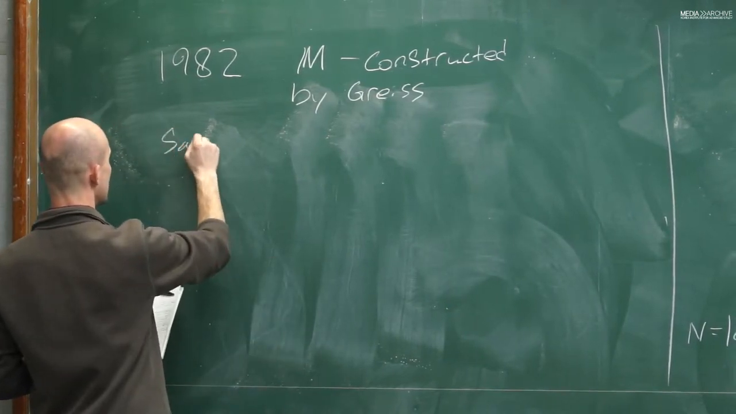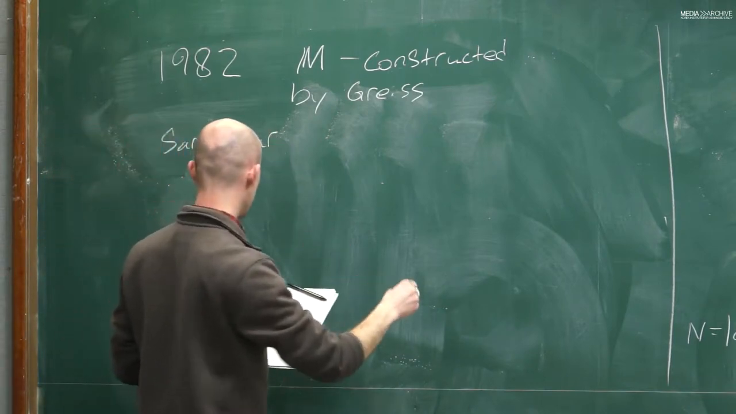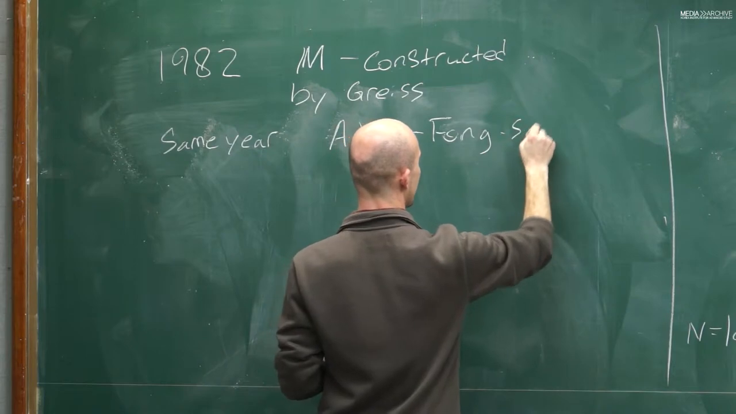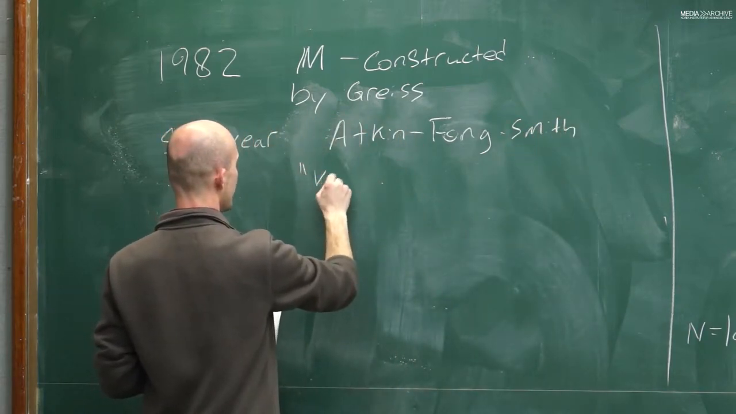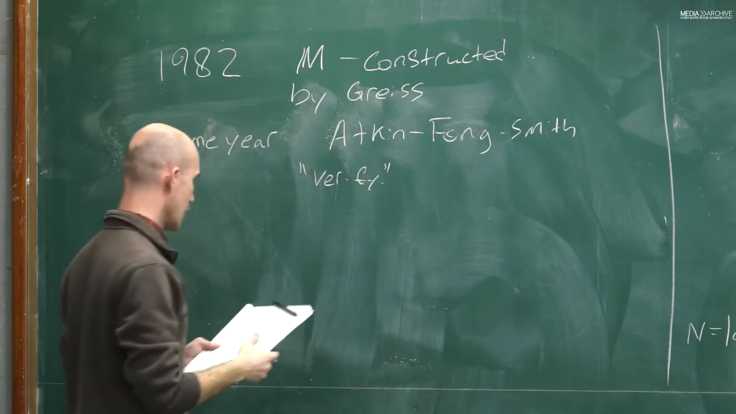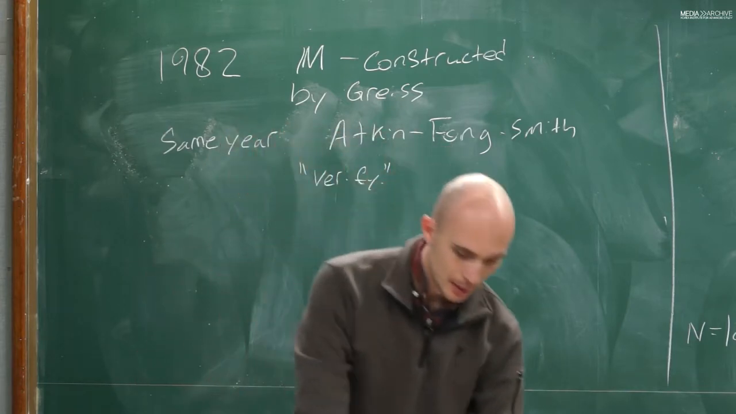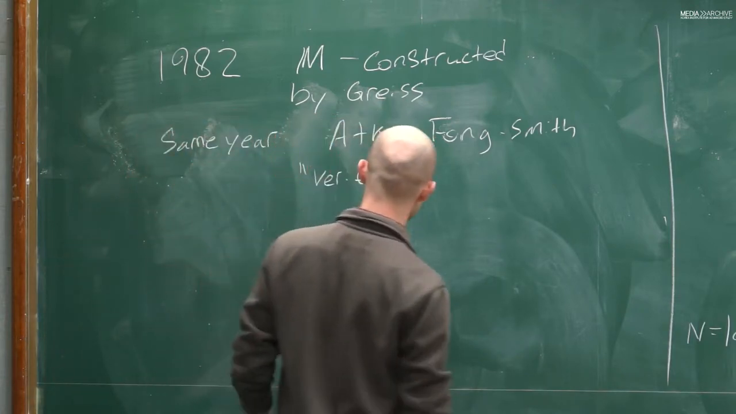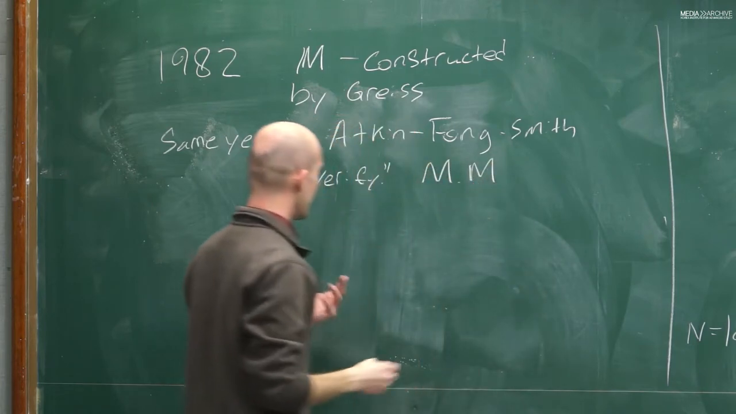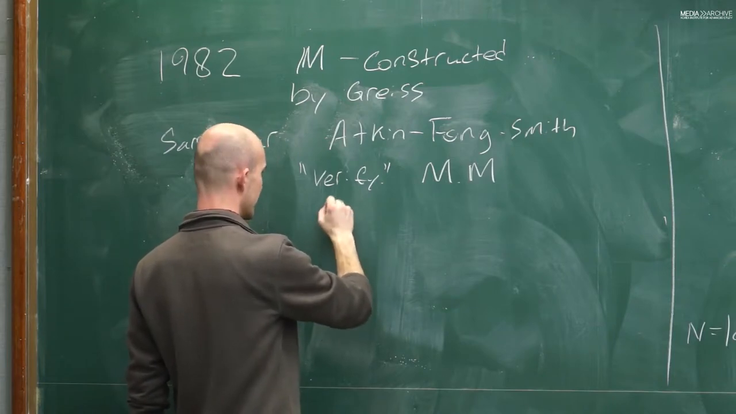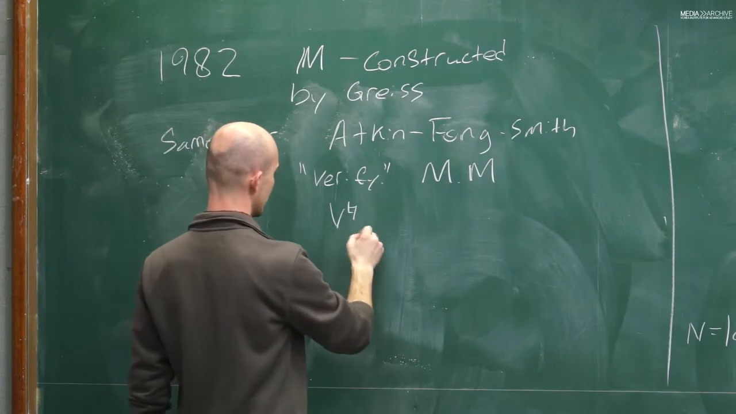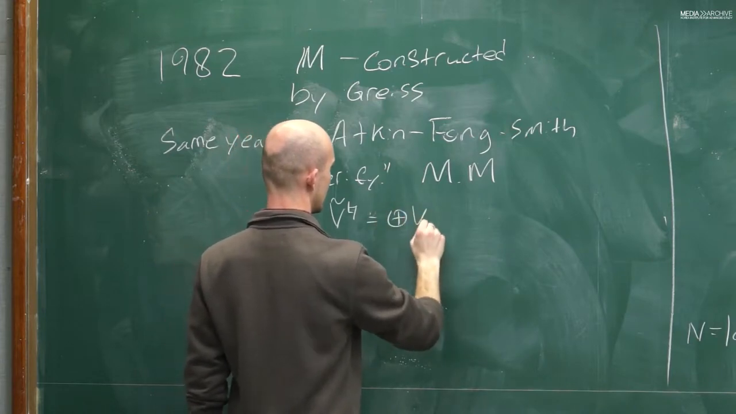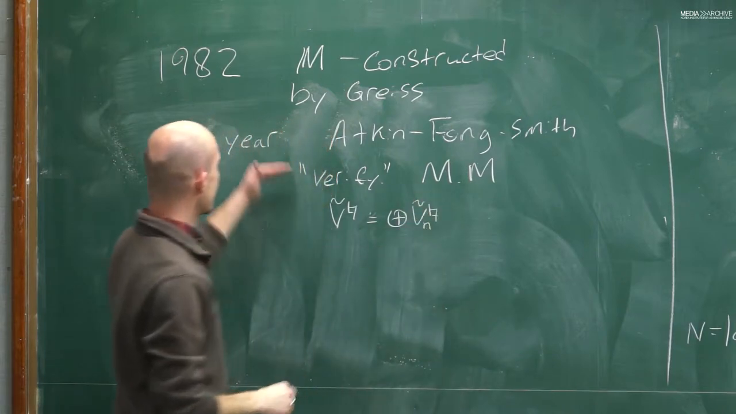The same year, three mathematicians, Atkin, Fong, and Smith, verified monstrous moonshine. What that means is they showed, kind of computationally, that there existed an infinite dimensional graded M module, let's call this V natural tilde, that satisfied monstrous moonshine.